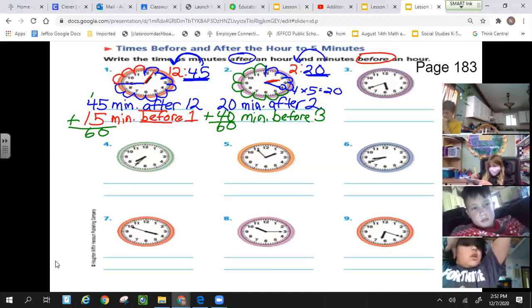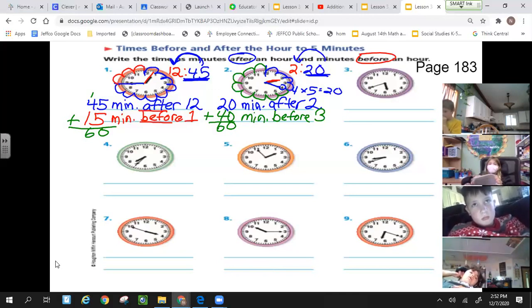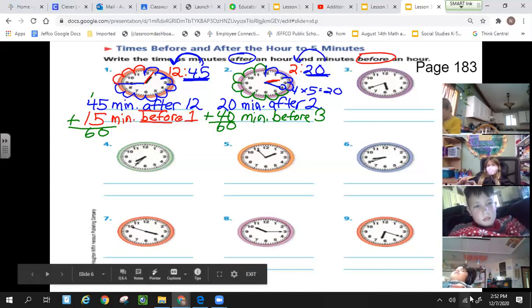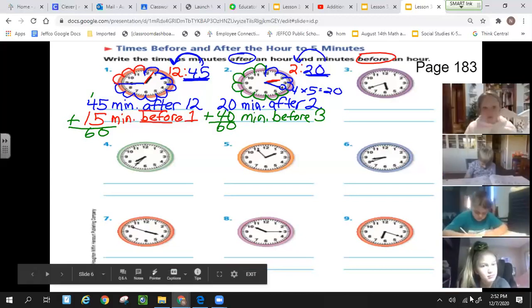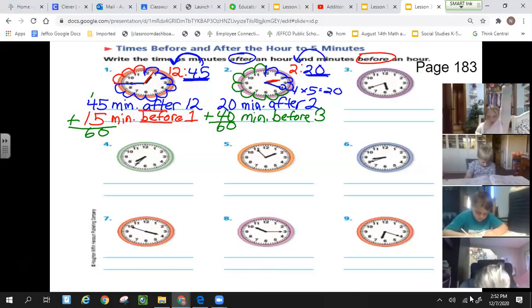Let's look at number 3. I'm actually going to ask for a volunteer instead of pulling out of my can because I know this is a tricky concept. I want to find someone who feels confident. Sunny Crow, would you please unmute and share your thinking for number 3? First, tell us what time it is.